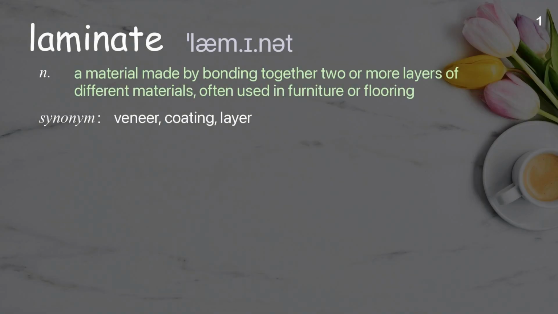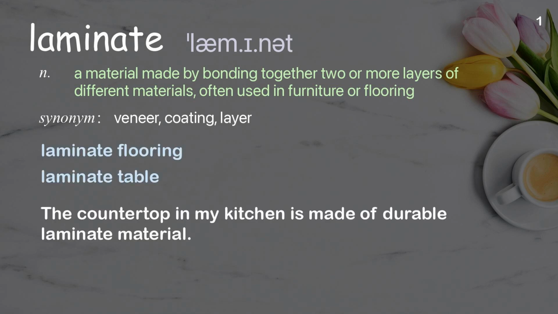Laminate. A material made by bonding together two or more layers of different materials, often used in furniture or flooring. Examples: Laminate flooring, laminate table. The countertop in my kitchen is made of durable laminate material.